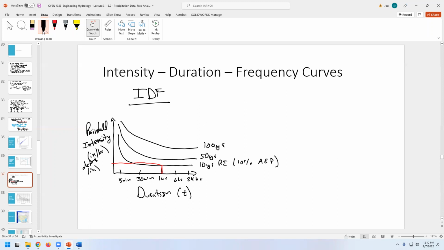We can also represent this as an equation, and so they can fit these smooth lines to the data. And that equation typically has the form of I for intensity is equal to some parameters, A, over T, which is our duration, plus B. So these would be fitted parameters.